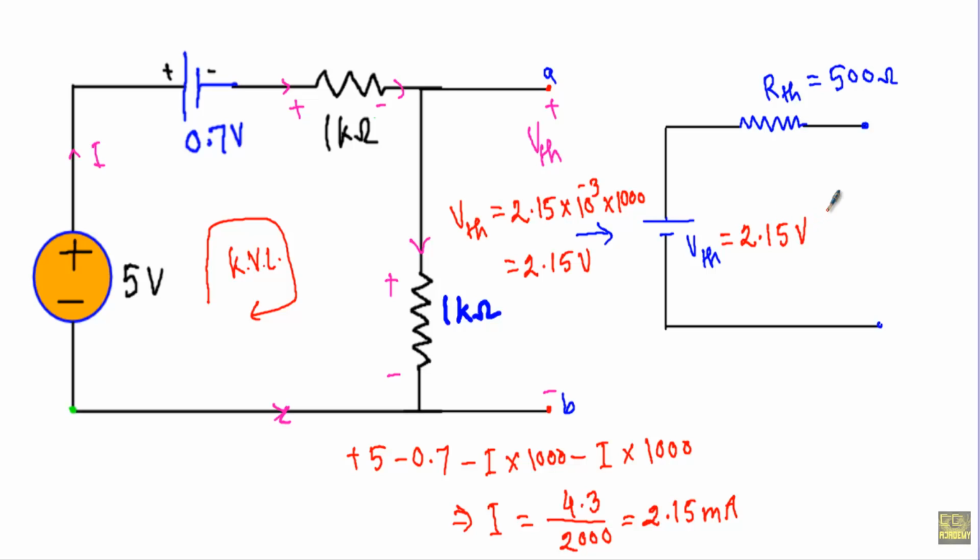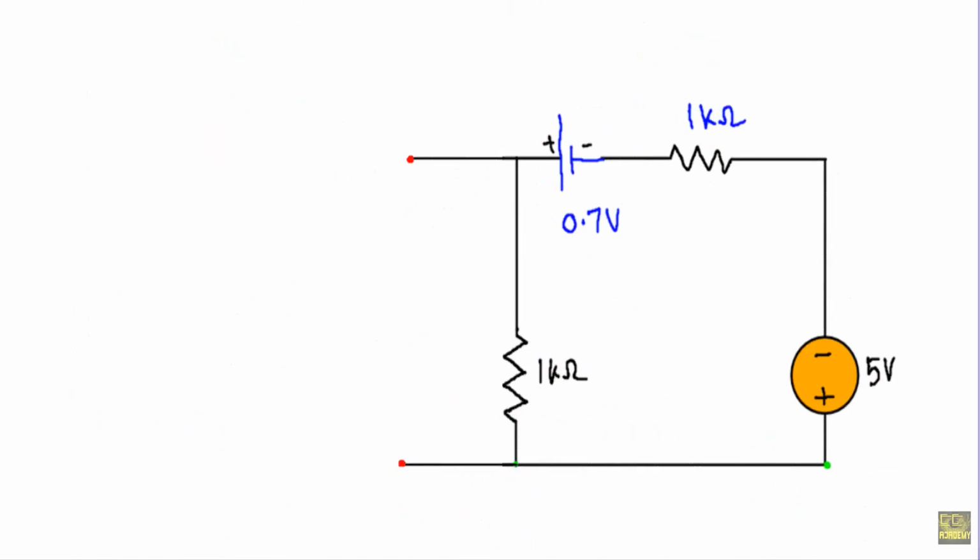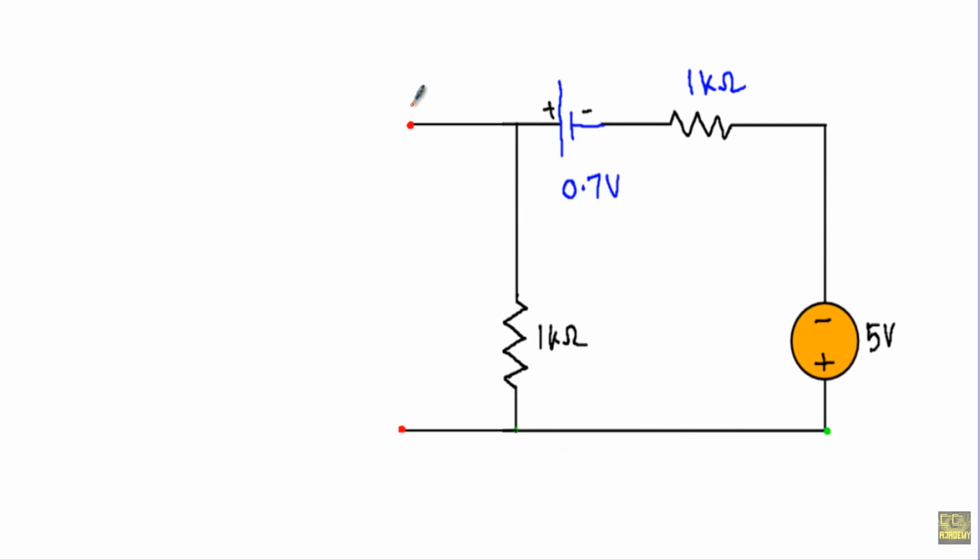2.15 volt. That means I can replace this portion of the circuit with a single voltage source of 2.15 volt and a resistance of 500 ohm across A and B terminals. Now let's say I have separated this portion of the circuit from the original circuit to convert it into a Thevenin equivalent circuit. So our circuit will look like this. Let's say this is our C terminal and this is our D terminal. With respect to C and D terminals, we will convert the circuit into a single voltage source and a resistor RTH in series.